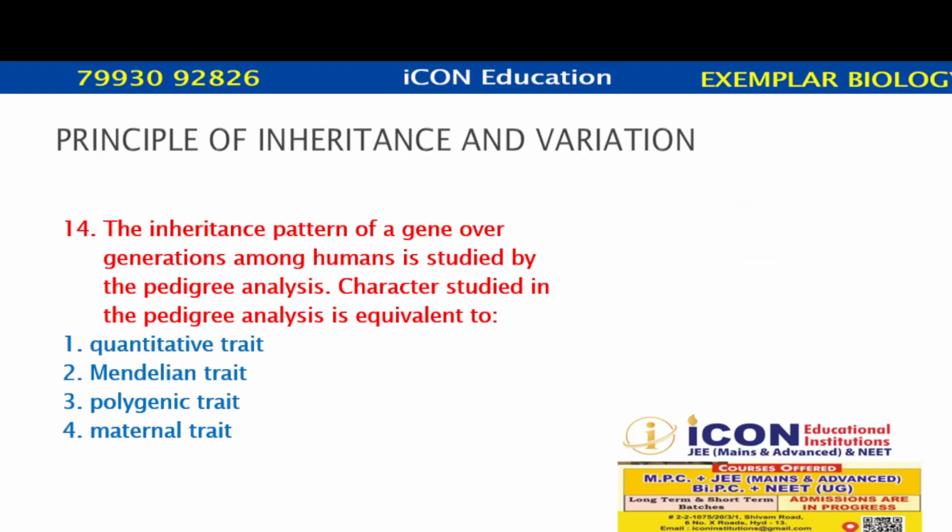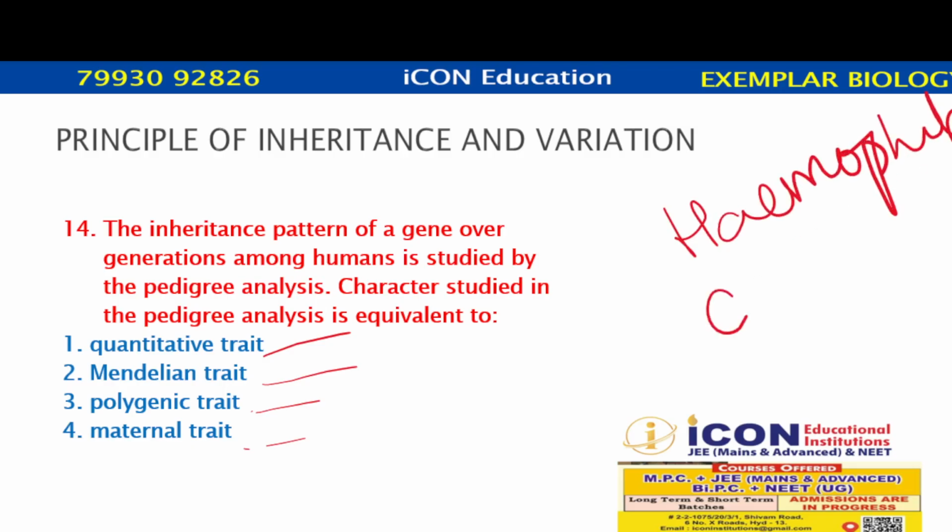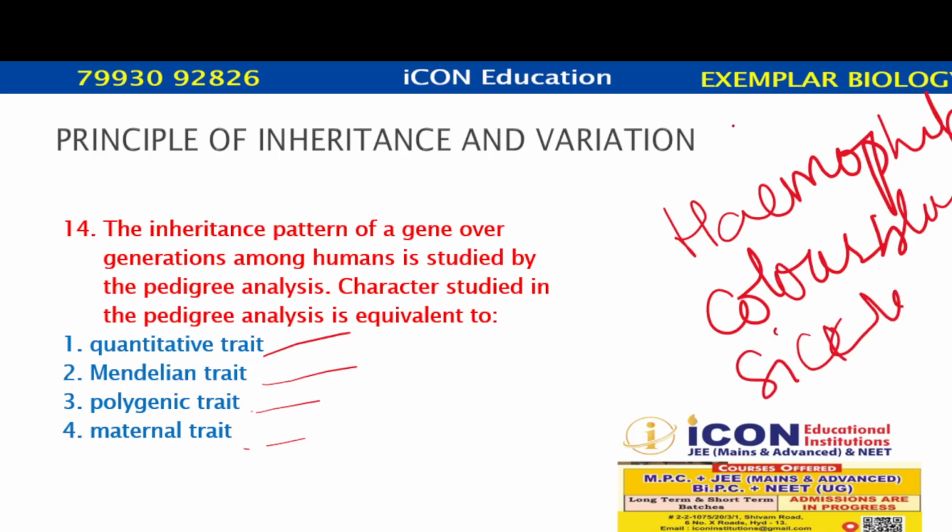The inheritance pattern of a gene over generations among humans is studied by pedigree analysis. The character studied in pedigree analysis is equivalent to quantitative trait, Mendelian trait, polygenic trait, or maternal traits. Generally, for genetic disorders like hemophilia, color blindness, sickle cell anemia, we do pedigree analysis, and all these are collectively considered as Mendelian disorders or Mendelian traits. Single gene disorders we consider as Mendelian traits.